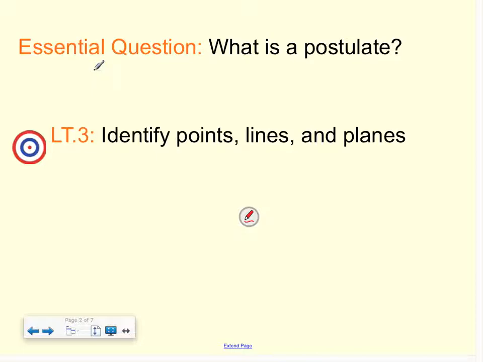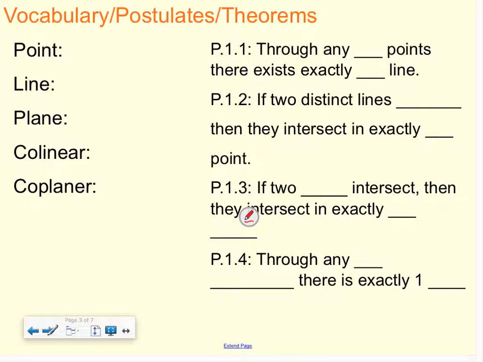And then the learning target, what are you going to be tested on? Well, you need to be able to identify different ways to see points, lines, and planes. So points, lines, and planes, what you've got to know for today. All right, so some vocabulary and then some postulates.